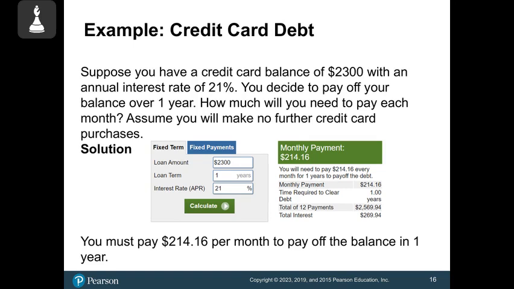Well, here's an image from that website that we just used. I can make it seem like a loan of $2,300 that I want to pay off in a year with my interest rate. And if I use a monthly payment of $214.16 here, I would be able to clear that debt. So time to clear the debt, 1 year. And you would see, again, your total number of payments, how much interest you would have paid as well.